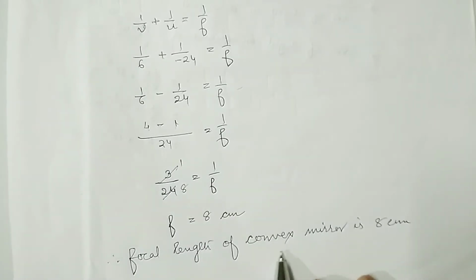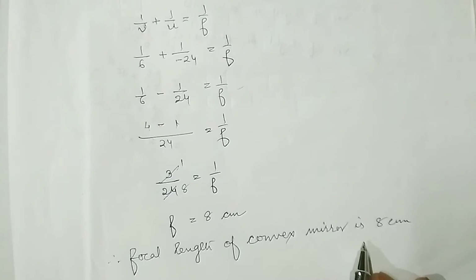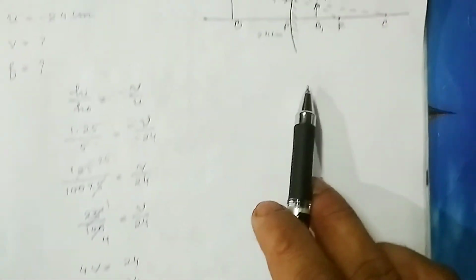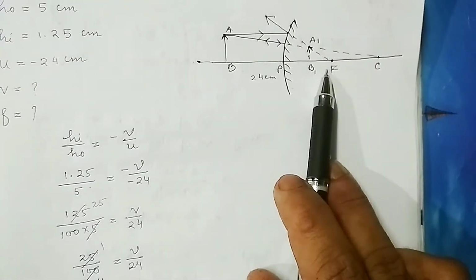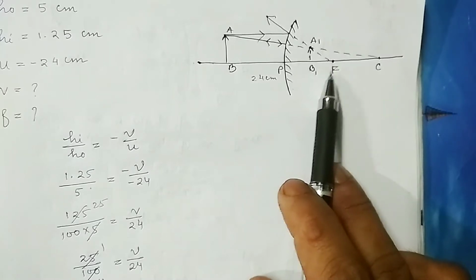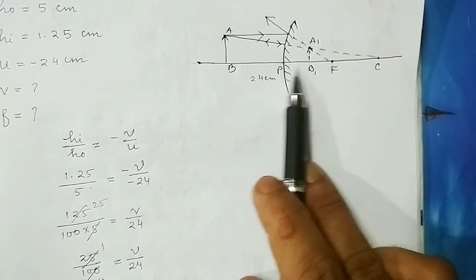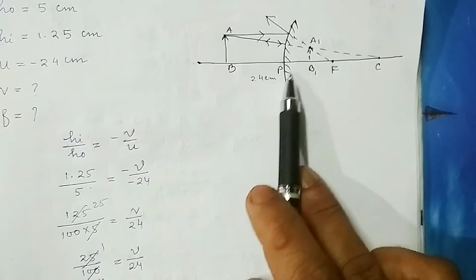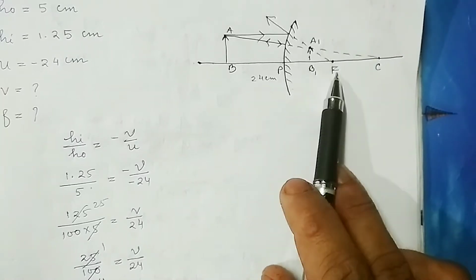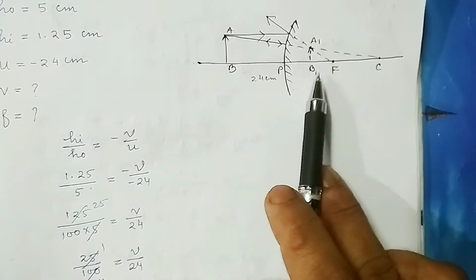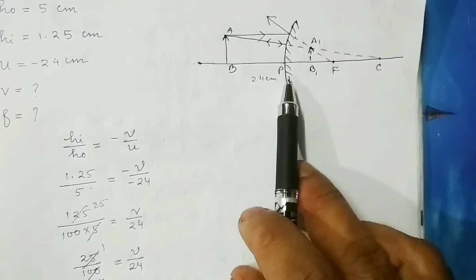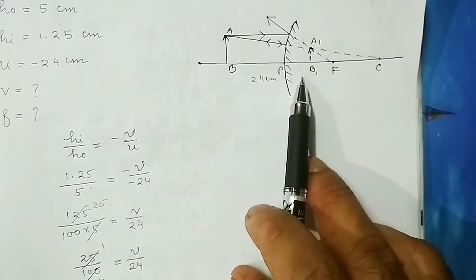Therefore, focal length of the convex mirror is 8 centimeter. And we know in case of a convex mirror, focal length is positive, and here we got 8 centimeter. Therefore, the image distance is 6 centimeter and focal length of the convex mirror is 8 centimeter. Though it is not mandatory to draw the figure, but if you can draw the figure, you can understand the sum in a better way.